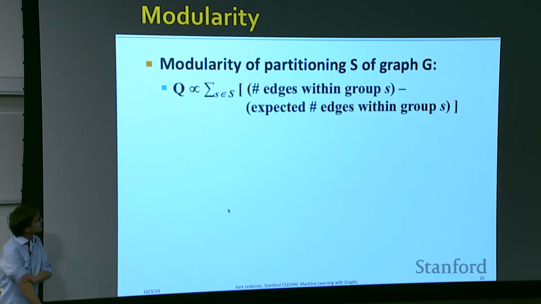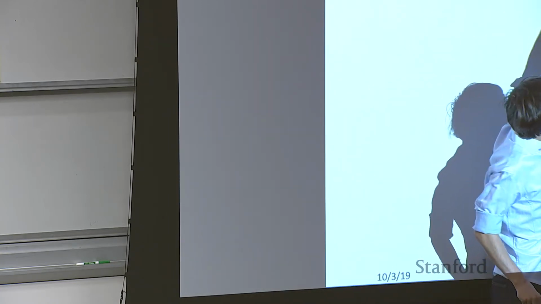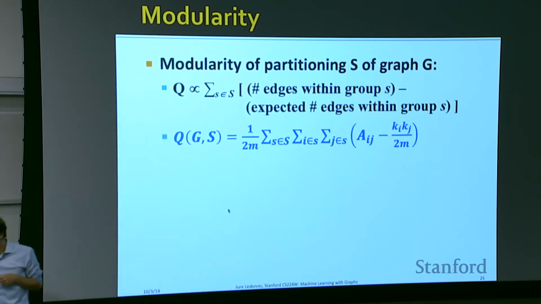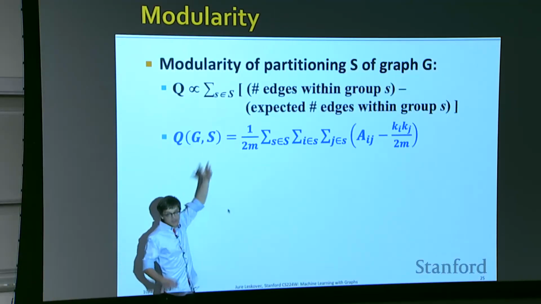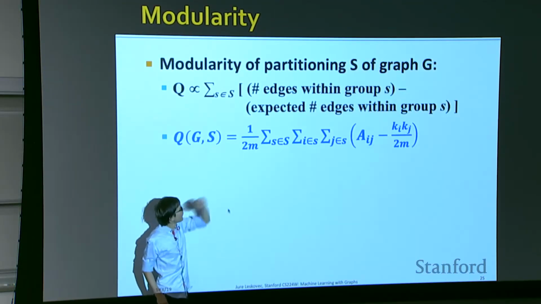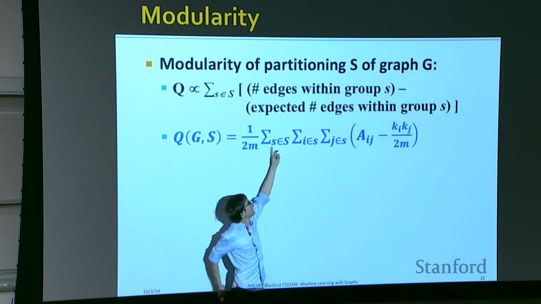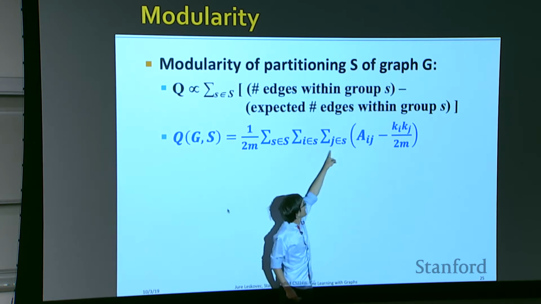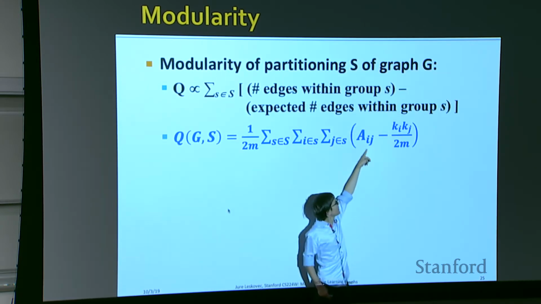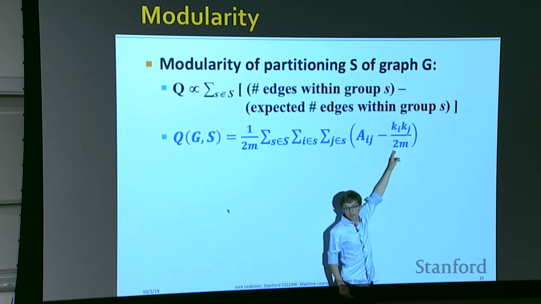Okay, good. So now I told you how to compute the expected number of edges. Let's go back to the modularity formula. We need to say how many edges are within the group S, and how many edges we expect to be between the nodes of the group S. So here is the formula. The modularity of the graph G and some community partitioning S is the following. This is the normalizing factor. Then I sum over all the groups, all the communities. For every community, I look at the pairs of nodes that belong to the same community. This counts how many edges there are between those nodes, and this is the expected number of edges.